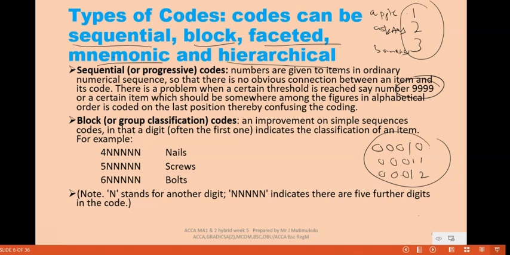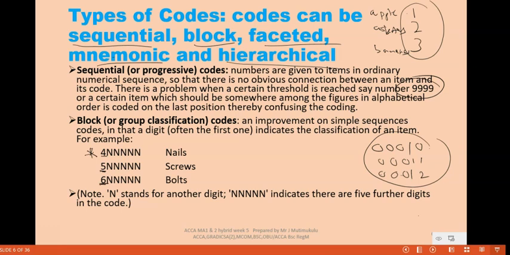Then we've got block or group classification codes. All right, these ones now have some similarity when it comes to the first digits or first letters of the code. But as the code expands, it starts to lose meaning. For example, you can see that this first code here starts with figures. For example, nails would start with number 4. All screws will start with the code number 5. All bolts, whatever type of bolt, will start with number 6.